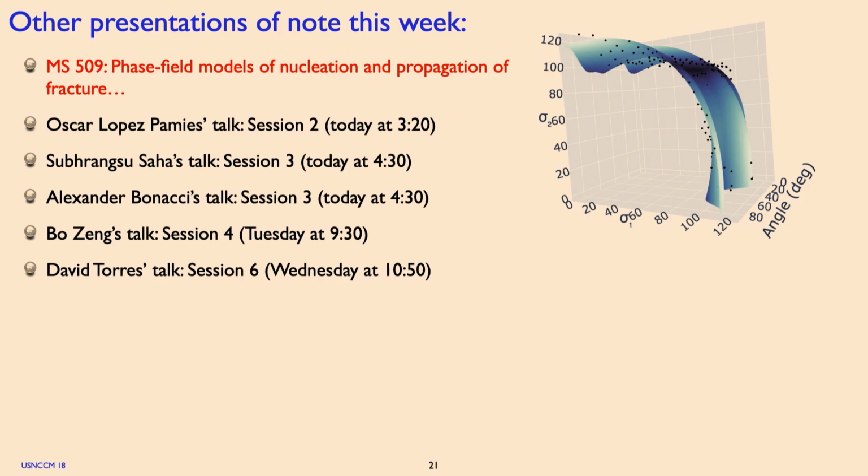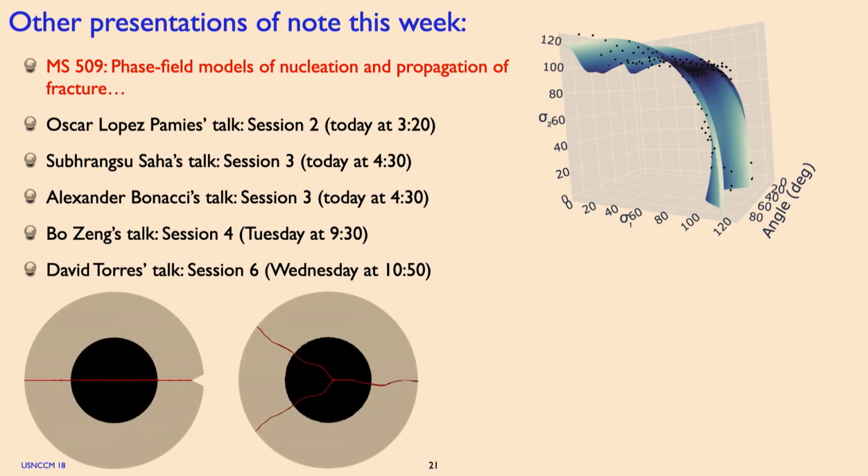Bo Zhang's going to talk about thermal shock problems. Really interesting experiments that have been studied by the community. A heated disk on the inside. In a notch case, the crack propagates straight across. In the intact case, it propagates in branches. The question is why, right?